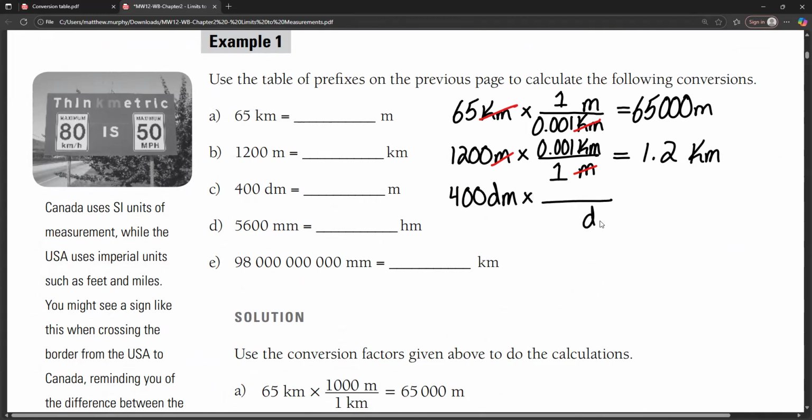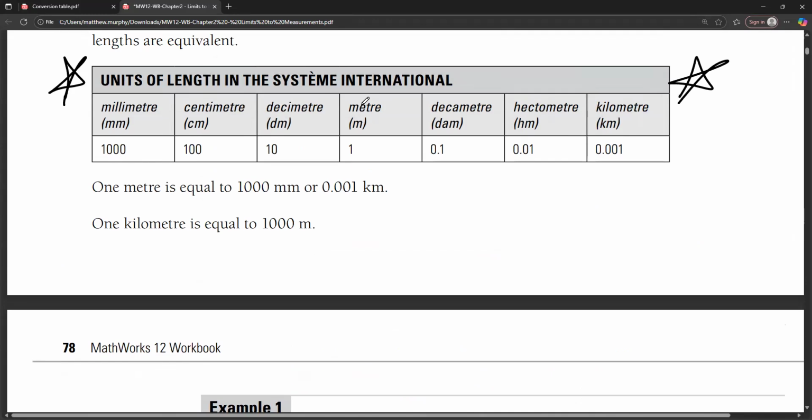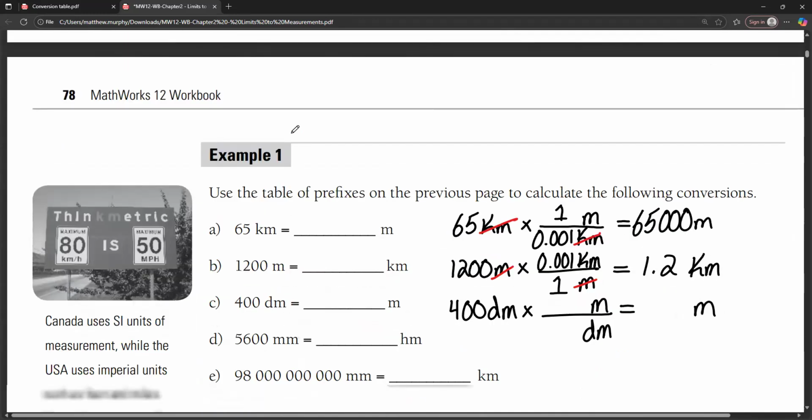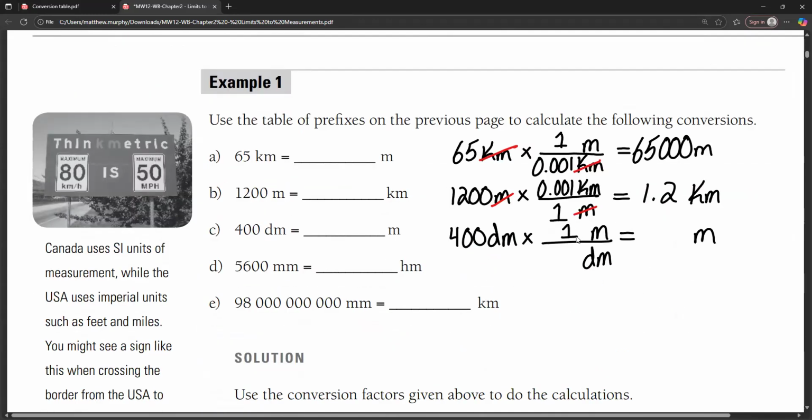I want the decimeters gone. I want to turn it into meters. Meters over here. Okay. Go to my table. 1 over 10. Decimeters cancel. 400 times 1 divided by 10 should come out to 40 meters.